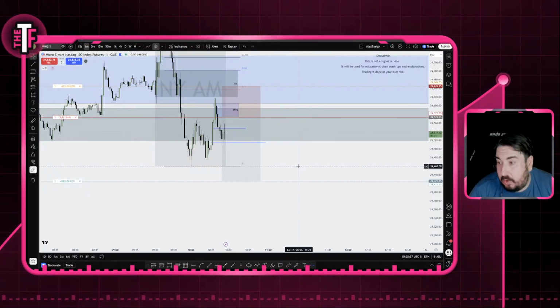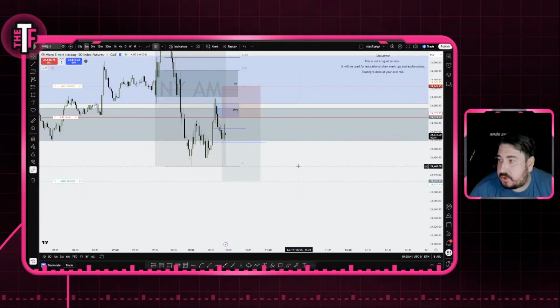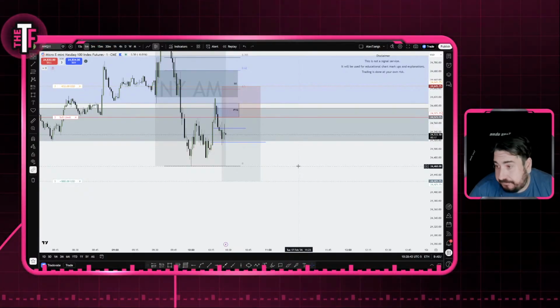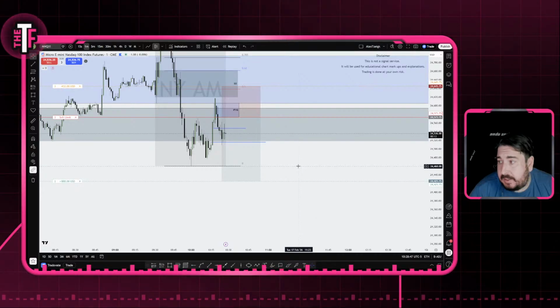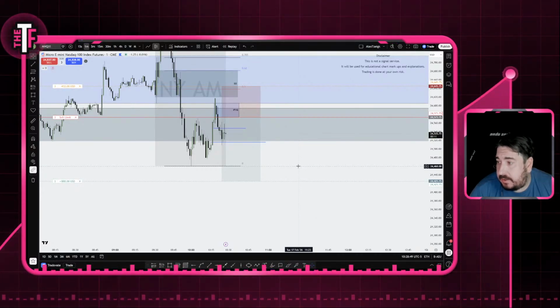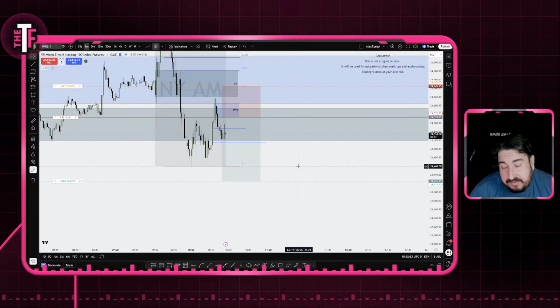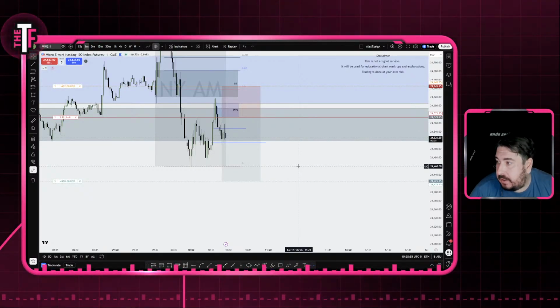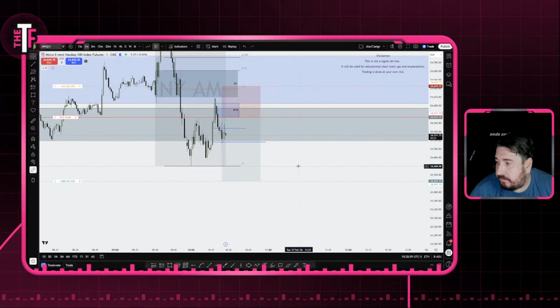Pat says, Algo 2.0, 15 minutes is very nice for intraday trading, less noise. I agree. You can catch very nice moves when you're trading the 15 minute. I agree 2000%.